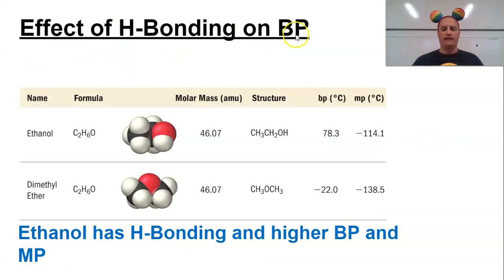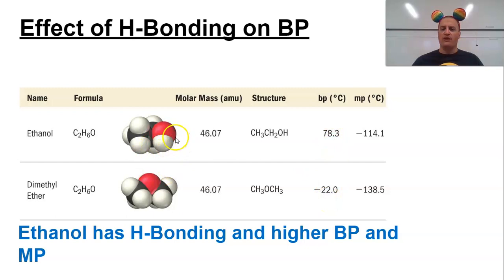So effective bonding, just as something that is hydrogen bonding, as we talked about with ethanol, and then a molecule where the oxygen is centered and does not have hydrogen bonding. Same molar mass, same elements, but look at this huge difference in boiling and melting point. The melting point is a little different because it's not as significant, because remember, boiling point overcomes all attractive forces to become a gas.